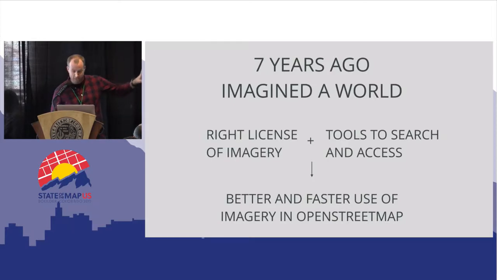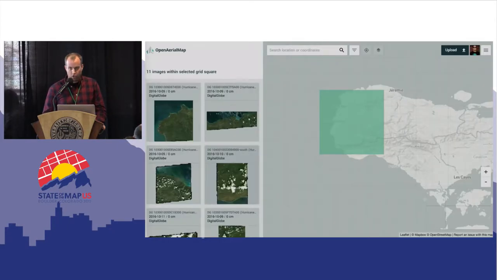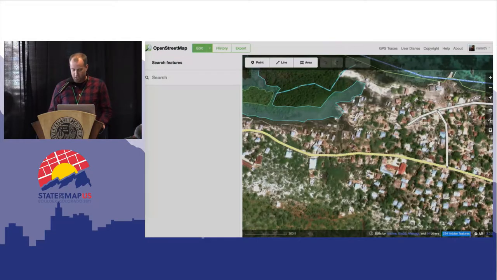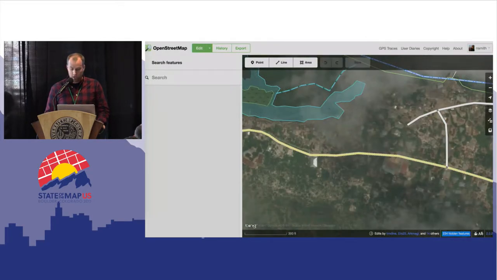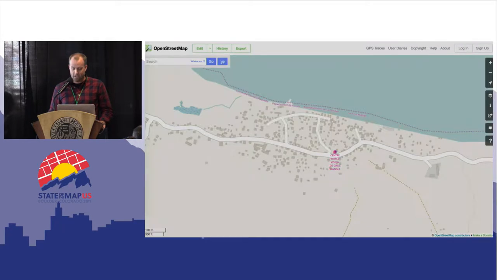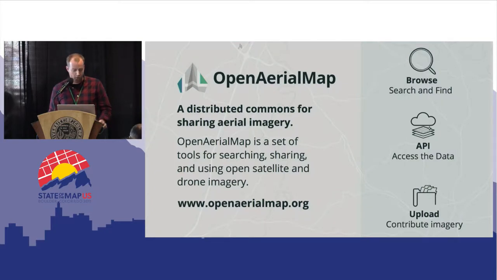So if we combine the right license with tools to search and access, we can start having better, faster use of imagery in OpenStreetMap. And so what that world starts to look like is I can go to a place, any part of the world, find some imagery, see it, preview it, and then pull it right into OpenStreetMap, where, let's say there were clouds before, now I have imagery, I can start tracing it and start to put a community on the map. This is OpenAerialMap, so it's a distributed commons of sharing open aerial imagery, both satellite imagery and drone imagery.